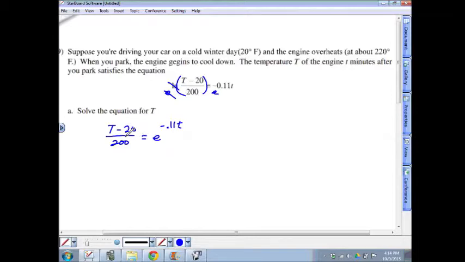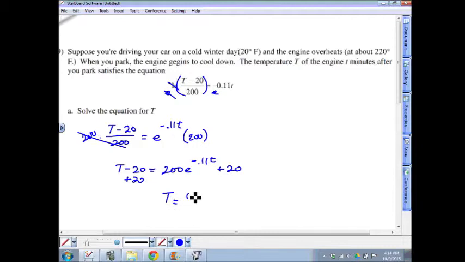So we start unraveling some things here on the left side. We need to get rid of that fraction by multiplying by 200. So big T minus 20 is equal to 200 times e to negative 0.11t. Last step here is to add 20. So the temperature is equal to 200 e to negative 0.11t plus 20.